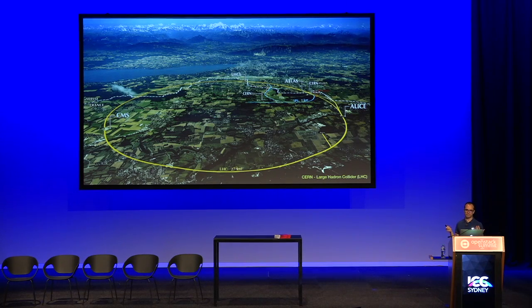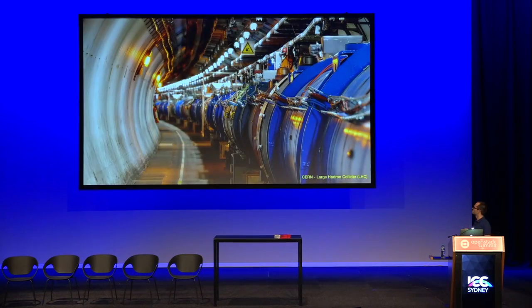And we use this big accelerator to accelerate particles. Actually, the LHC accelerates 2 beams of particles, and they collide in those 4 points that you can see there, the CMS, LHCb, Atlas, and ALICE. And when they collide, these are basically mini Big Bangs that we get.